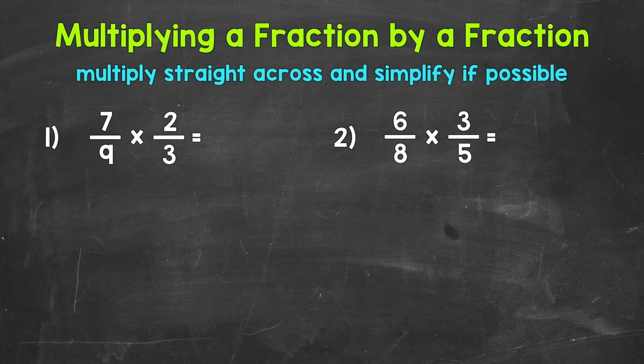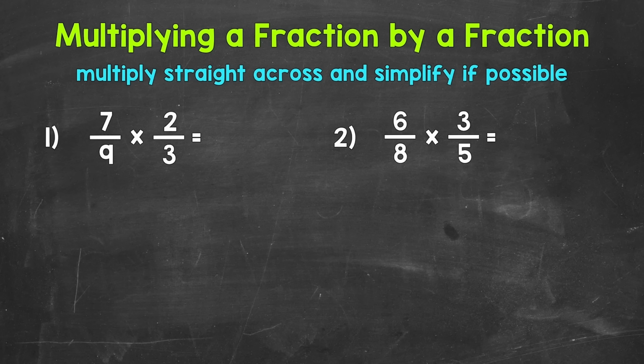Now, simply put, all we need to do is multiply straight across. So multiply the numerators, the top numbers, and then multiply the denominators, the bottom numbers. Once we multiply, we can simplify if possible. Let's jump into our examples, starting with number 1, where we have 7/9 times 2/3.